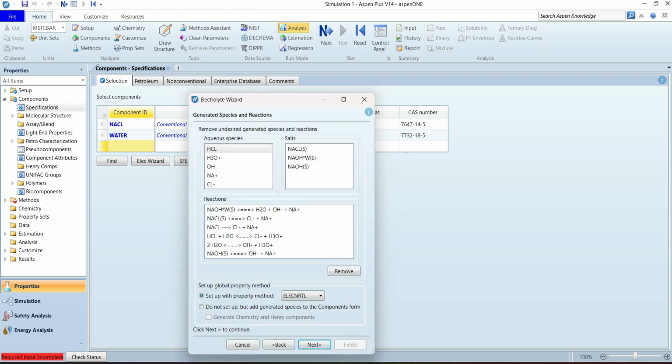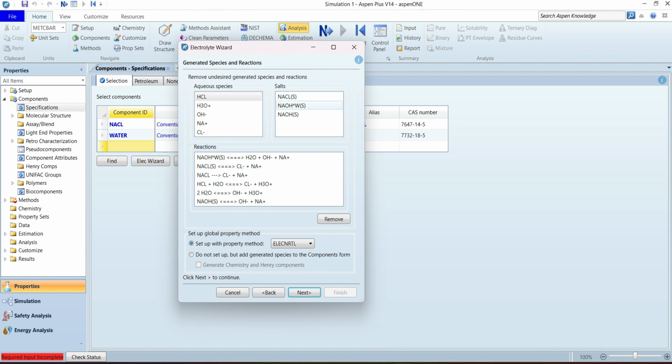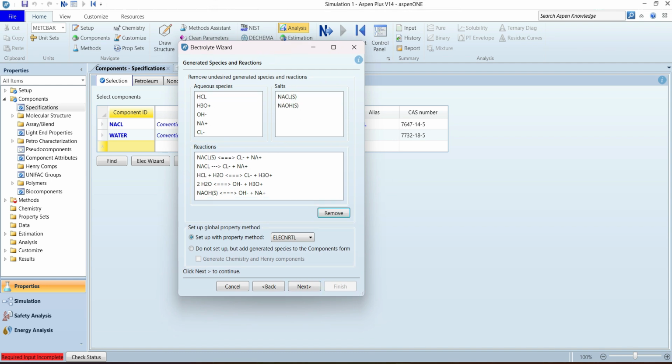Let's proceed next. Since at these conditions we are not expecting any formation of sodium hydroxide, we can get rid of all the reactions associated with the formation of sodium hydroxide, and we are okay with the default suggested property method of ELECNRTL.